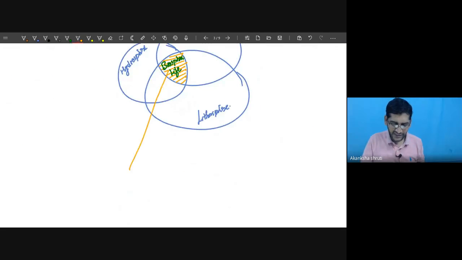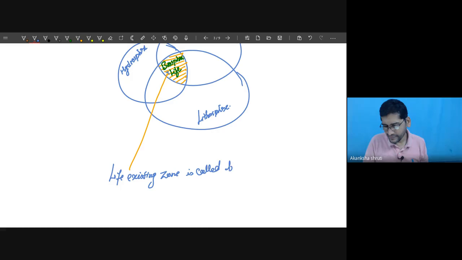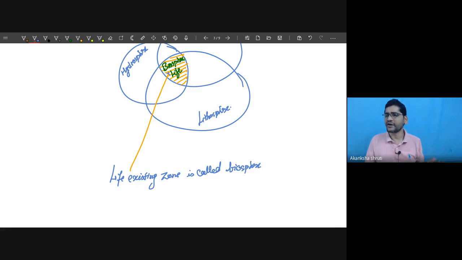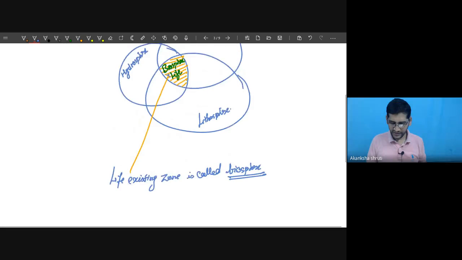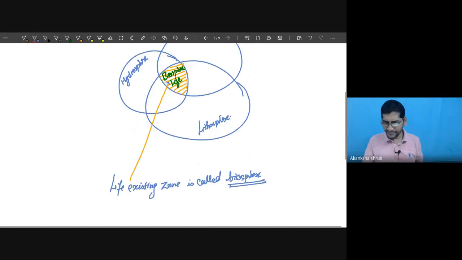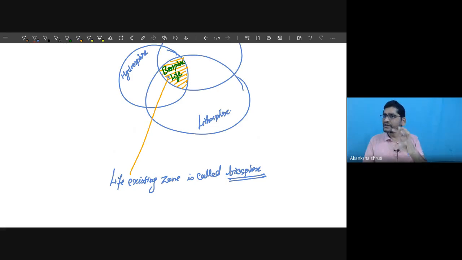So this life existing zone or region is called biosphere. Means all the region over the earth where life exists is called biosphere. So students, now this biosphere, this life may exist in a smaller region or in smaller pockets.